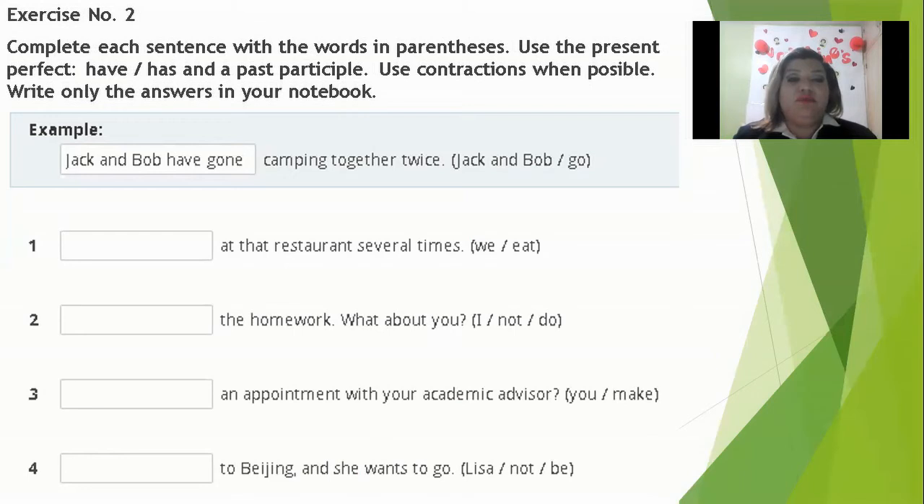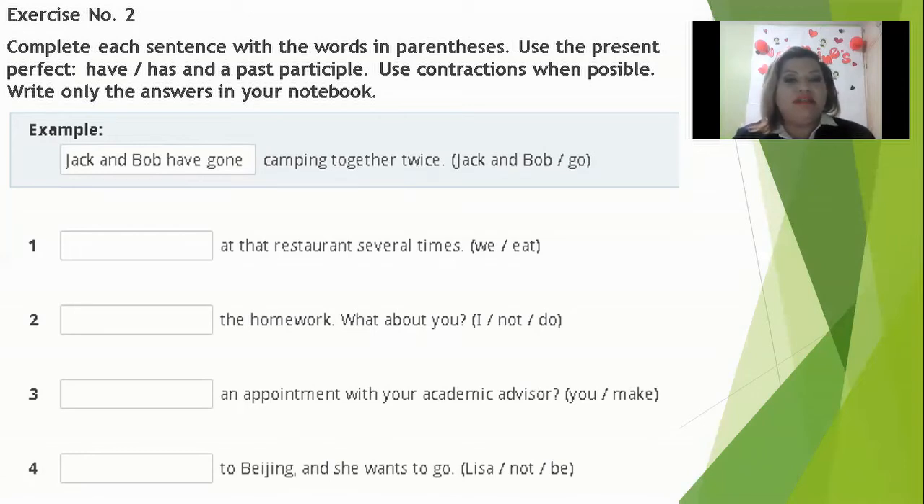Let's look at the example. We have this statement, "camping together twice," and in parentheses we have Jack and Bob. We know that there are 2 persons, so that is the pronoun they, and we have the base form go. So Jack and Bob have gone, because that is the past participle of go, gone camping together twice. Now let's do numbers 1, 2, 3, and 4.